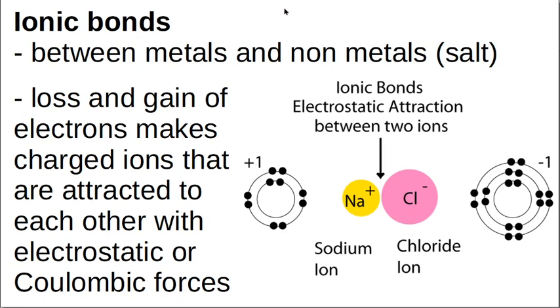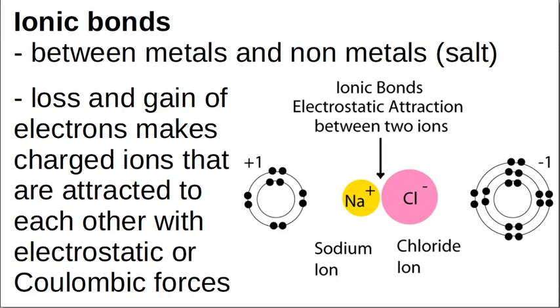Okay, so let's talk about ionic bonding. An ionic bond occurs between a metal and a non-metal, and we usually call any substance that's made with an ionic bond a salt. You need to remember this because later on I'm going to give you general reactions like an acid plus a metal gives you a salt and water.